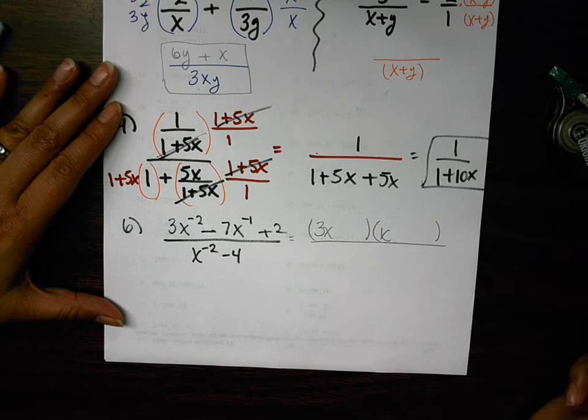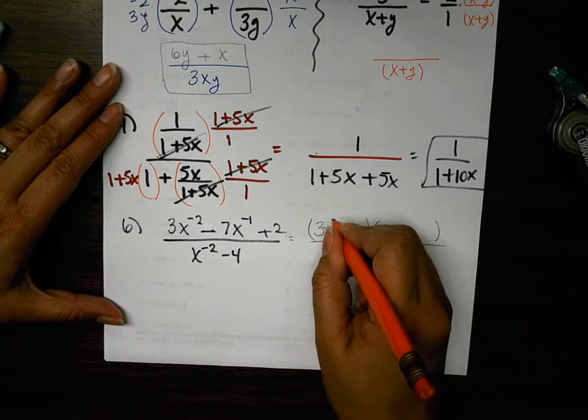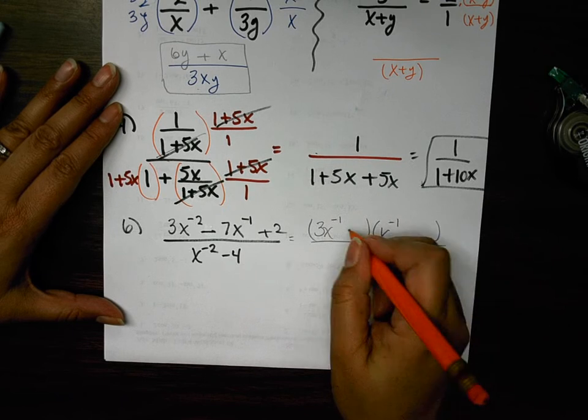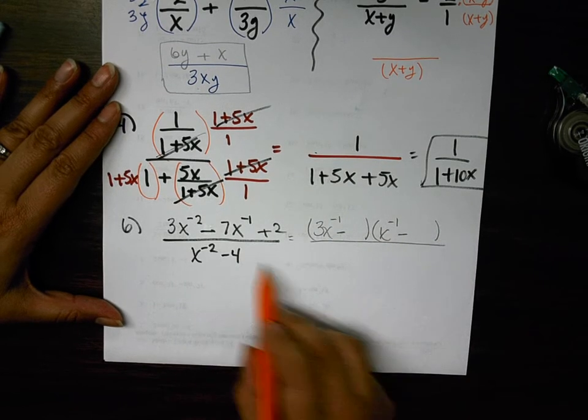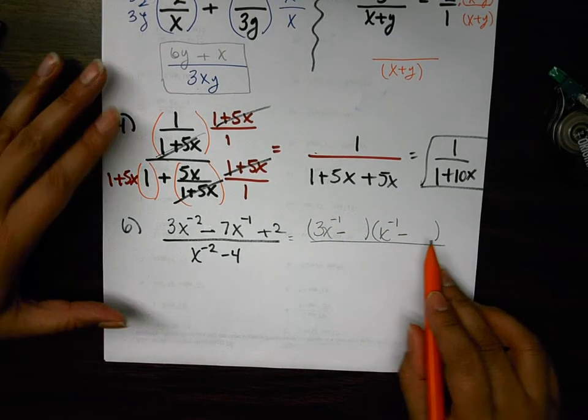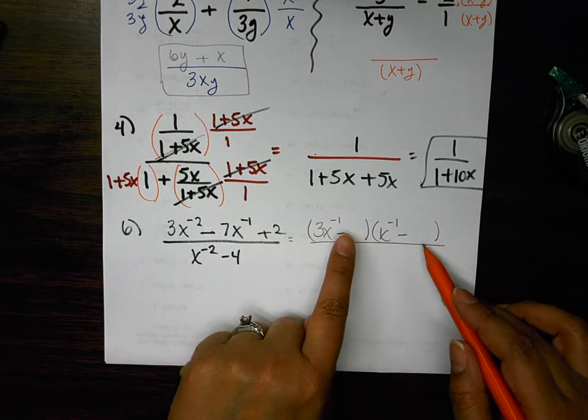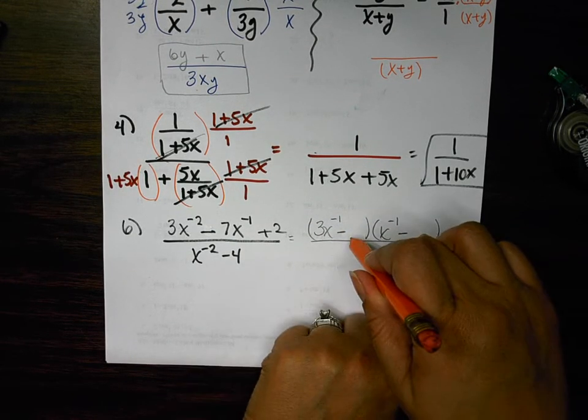Okay, the only way to get 3 is 3 and 1. So 3x and x, and they're both raised to what power? Negative 1. The only way to get 2, I know it's going to be minus, minus, so that could be positive and a negative 7. You just have to figure out, is it 1, 2 or 2, 1?